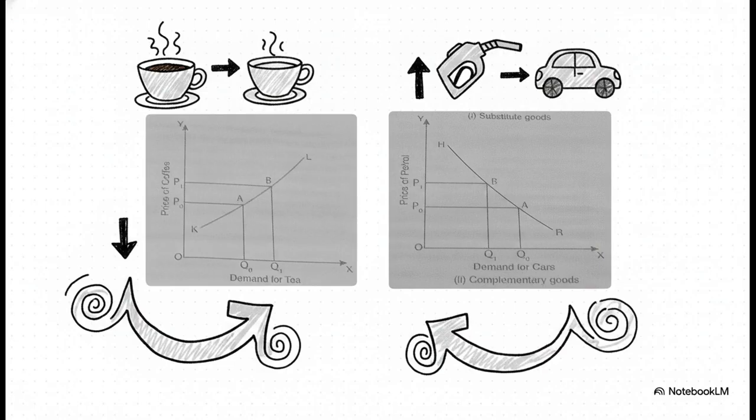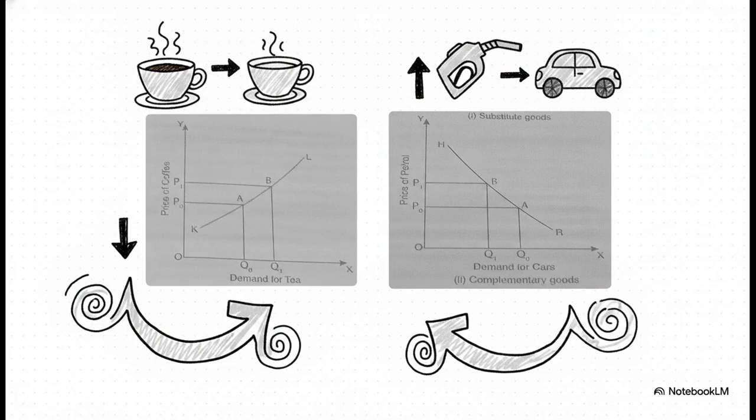Okay, now let's look at the other major trigger, related goods. This is known as the cross-price effect. Take complementary goods, which are things used together, like cars and petrol. If the price of petrol skyrockets, running a car becomes much more expensive, right? Consequently, the demand for cars takes a huge hit, a complete leftward shift, an absolute decrease.